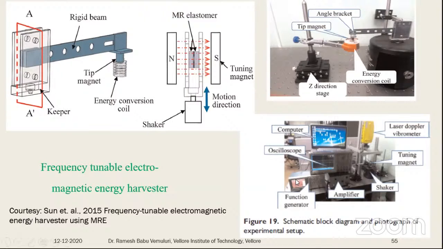So this is a function generator and this is the oscilloscope. So how much FFT signals will be generated here, and here we can see these direct signals, and this is about the shaker. So with the shaker only, how much energy can be harvested by using this frequency tunable electromagnetic energy harvester.